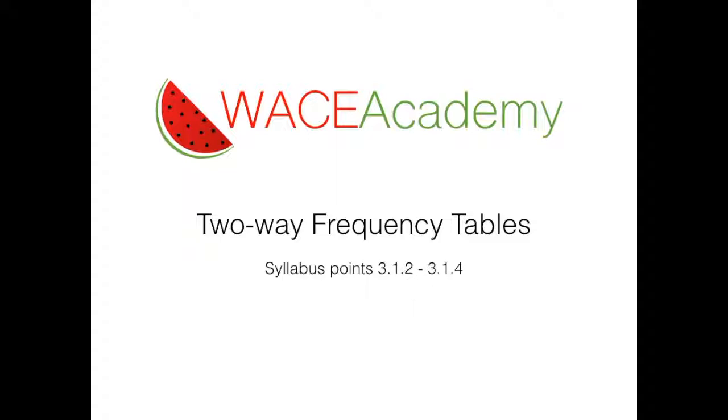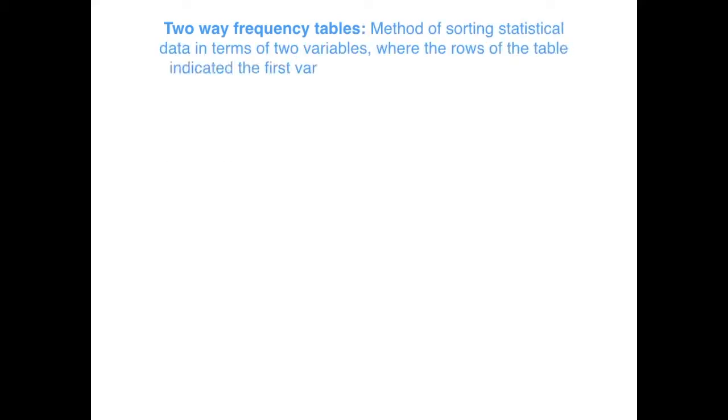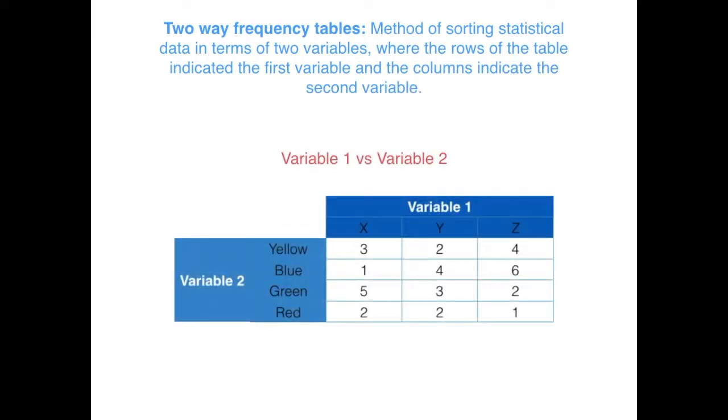Hey guys, in this WACE Academy lesson, we'll be looking at two-way frequency tables, which is covered by dot points 3.1.2 up to 3.1.4. Two-way frequency tables are a method of sorting statistical data in terms of two variables, where the rows of the table indicate the first variable and the columns indicate the second variable.